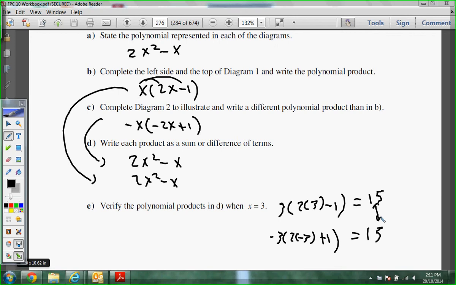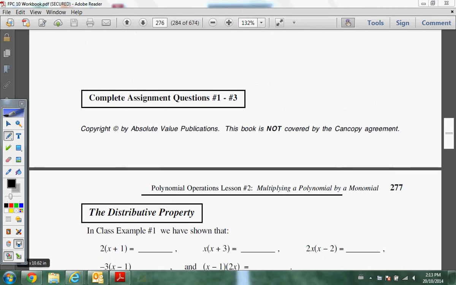Okay, good. We got one more page. Everybody good? All right, last page.